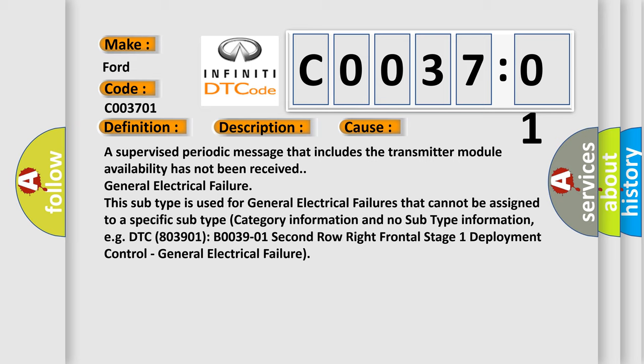This subtype is used for general electrical failures that cannot be assigned to a specific subtype category, with no subtype information, e.g. DTC B003901, second row right frontal stage 1 deployment control, general electrical failure.